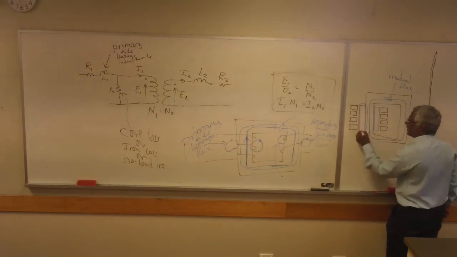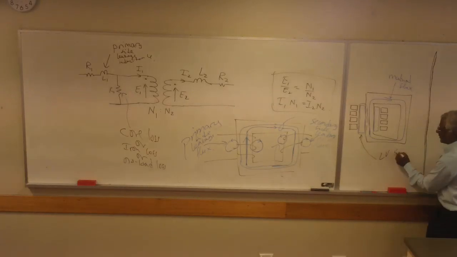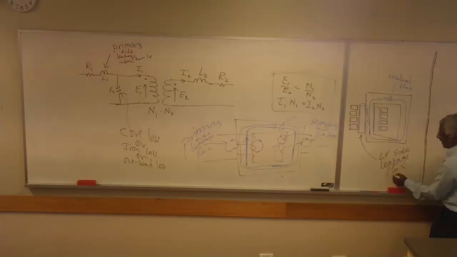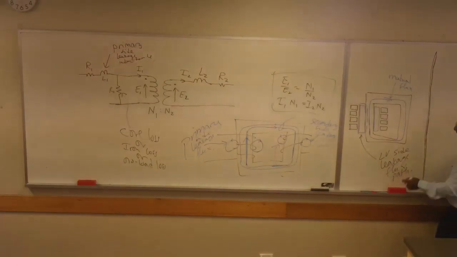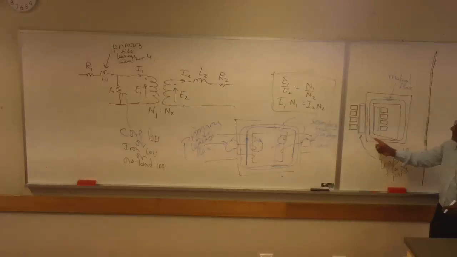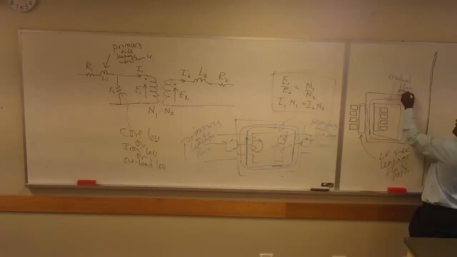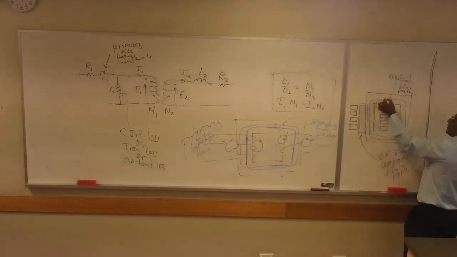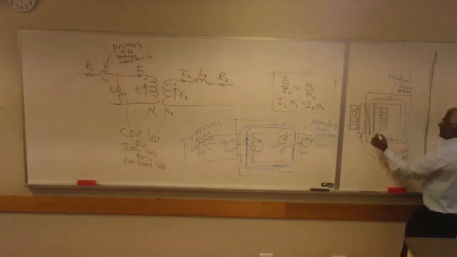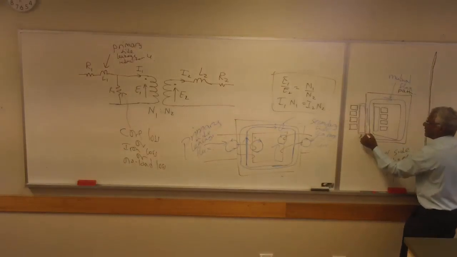So what I've just drawn there, that path, is the LV side leakage flux path. I normally associate my lines with a path. That's a leakage path. This is a mutual flux path. I could put the word path there. So that's a mutual flux path. That's a LV side leakage flux path.